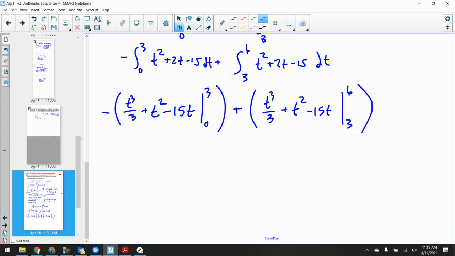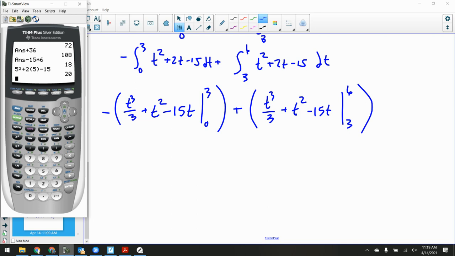Now the nice thing about the left side here is that I can just plug in 3, because my F of a is 0, right? F of b minus F of a. So that's going to be 0. So I'm just going to plug in 3 to the third divided by 3 plus 3 squared is 9 minus 15 times 3.